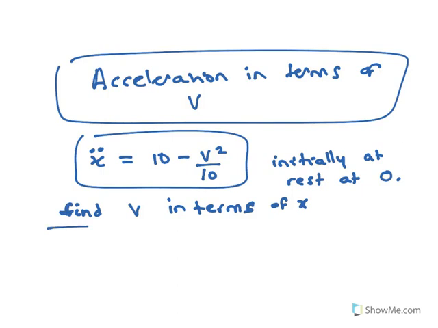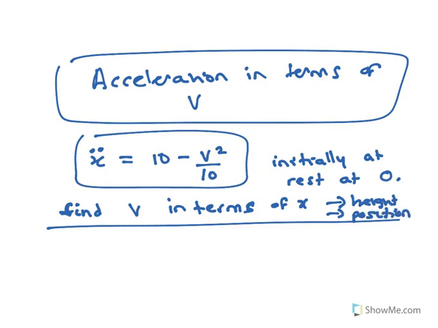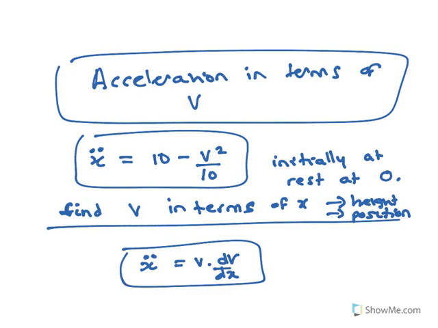We want to find out something about the height or the position of the particle, so we're after X. Okay, so what we need to do here is replace acceleration with V dV on dx. So when it's in terms of V, you replace it with V dV on dx. So we've got acceleration equals 10 minus V squared on 10, and we've got V equals 0 when X equals 0.